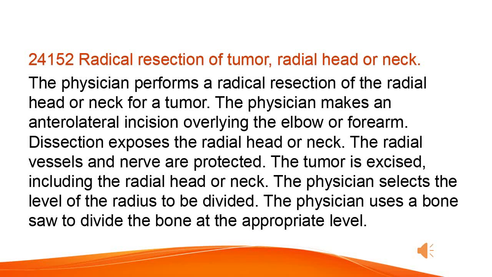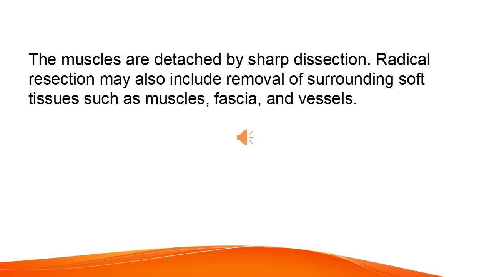The physician selects the level of the radius to be divided. The physician uses a bone saw to divide the bone at the appropriate level. The muscles are detached by sharp dissection. Radical resection may also include removal of surrounding soft tissues such as muscles, fascia, and vessels.